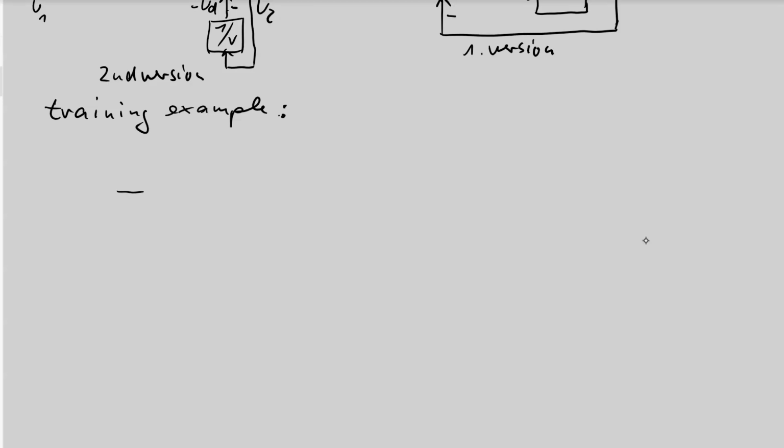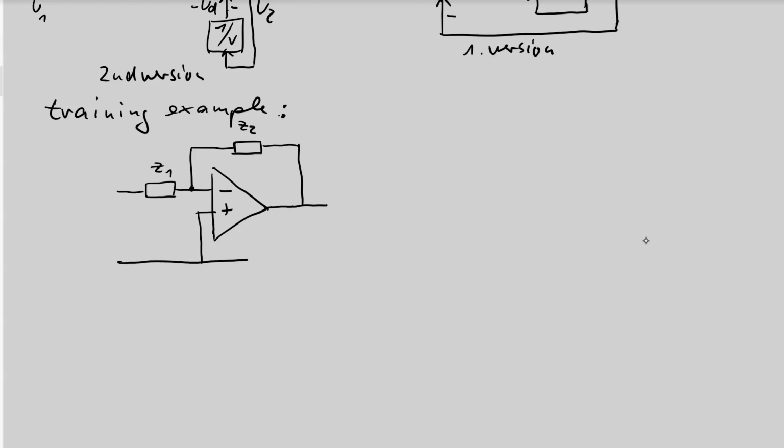The circuit is first an operational amplifier circuit with two impedances. I call this impedance Z1, and there is a second impedance Z2. This could be any combination of resistances, capacities, or inductivities, giving a complete impedance. The feedback must be connected to the negative input. The positive input is grounded. And that's all. We have now the circuit.